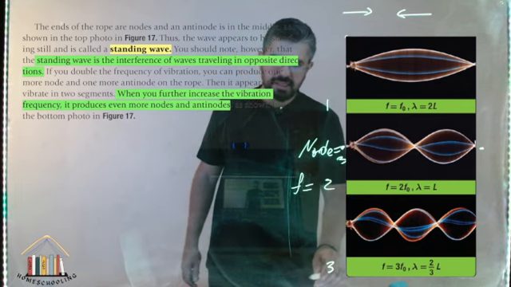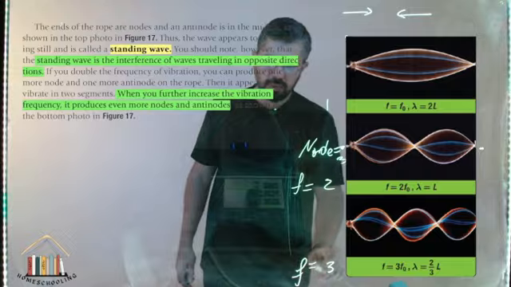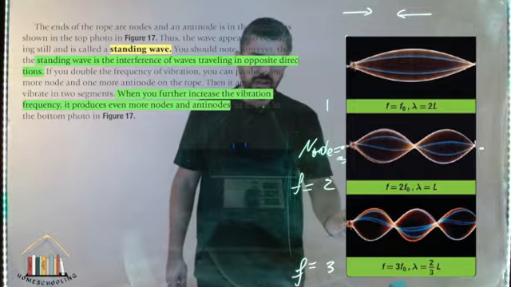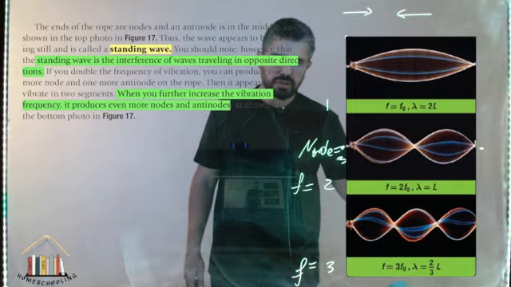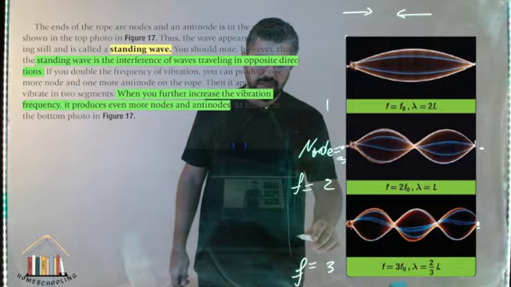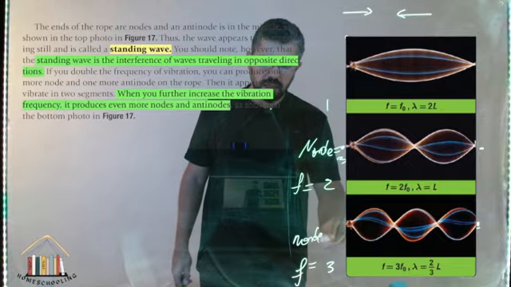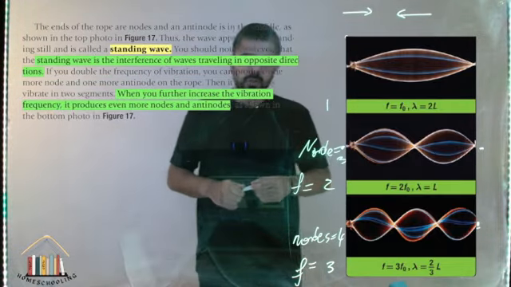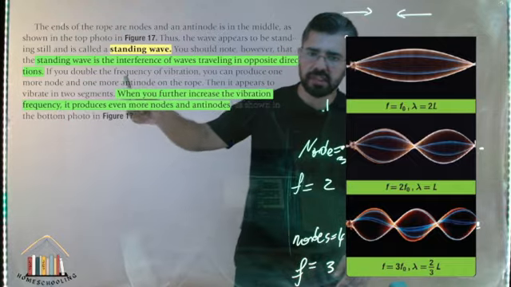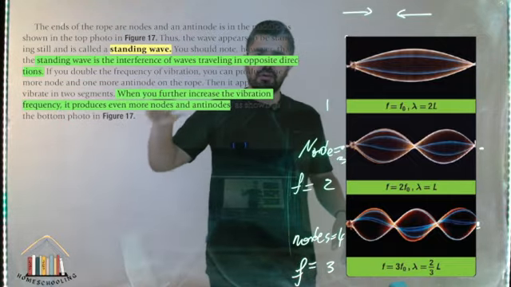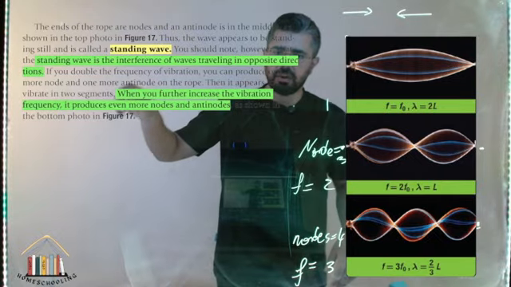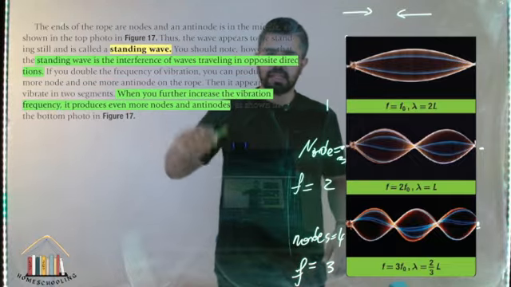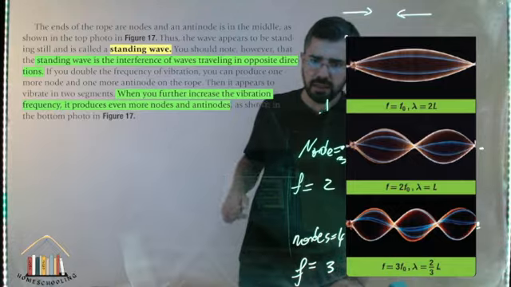So let's increase the frequency more. So F equals 3. How many nodes do we have? 1, 2, 3, 4 nodes. We have 4 nodes, so in this case the nodes are 4. So you notice every time we have more frequency, that's what they are trying to explain here. Every time we have more frequency, we produce more nodes and antinodes as well. Great.